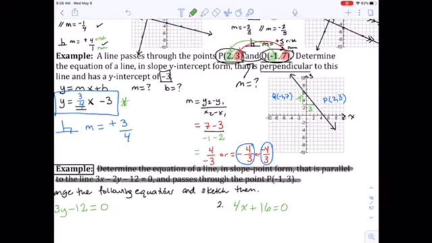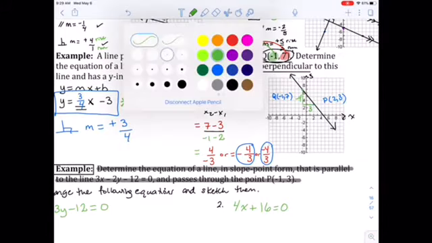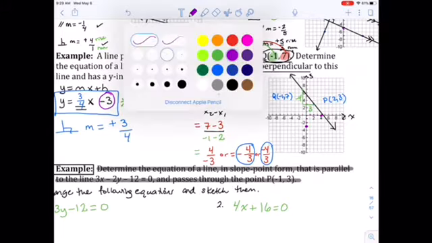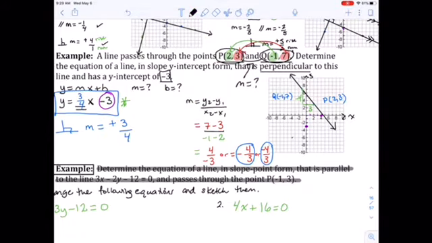If I wanted to draw this line over here that we just found the equation for, we would find that y-intercept. Okay, we're going to start at that negative 3, because when x is 0, y is negative 3, and I would rise 3, 1, 2, 3, and run 4. 1, 2, 3, 4. There's another point, and there's my perpendicular line.